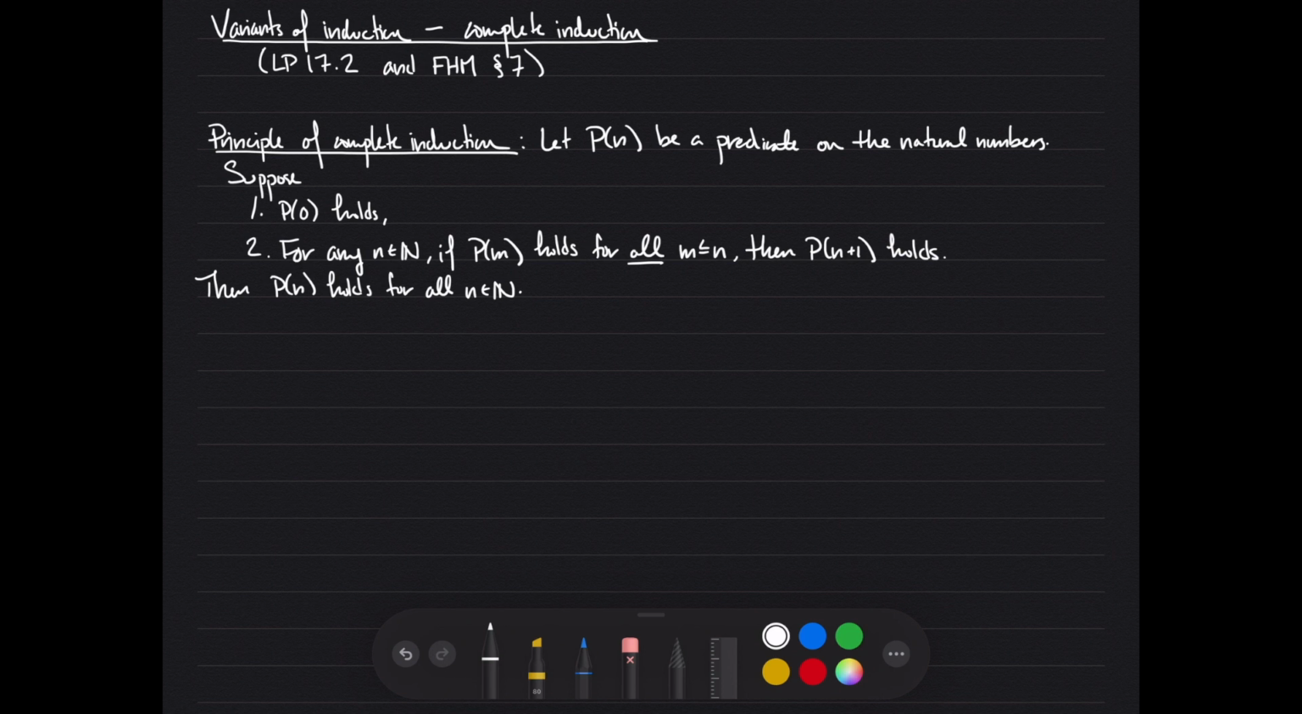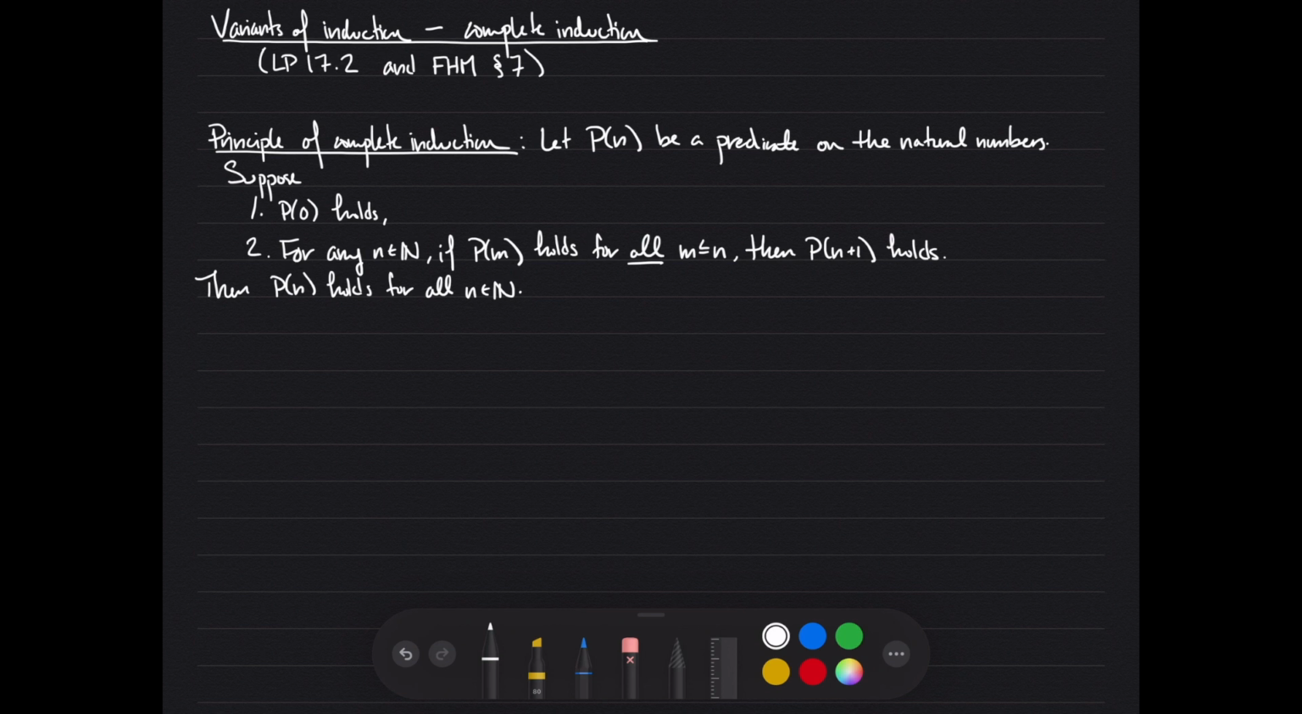Say we have some predicate P on the natural numbers, and we want to prove that P of 5 is true in particular. We're really interested in 5. So what's happening with regular old induction is that we know that P of 0 is true, and if P of 0 is true, then P of 1 is true. And if P of 1 is true, then P of 2 is true, and the next one, P of 3, and P of 4, and then P of 5 is true. So that's what's happening with induction.